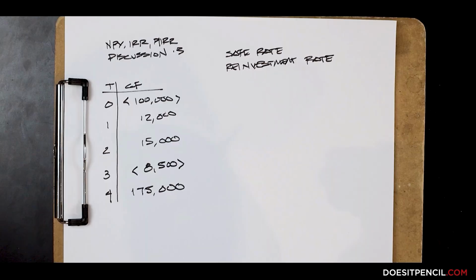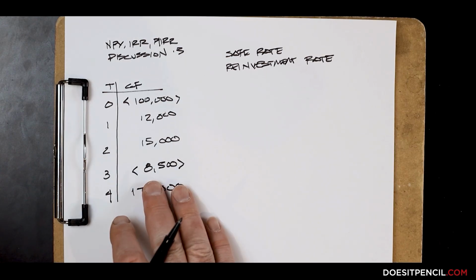So what you do with these two rates is this. If you have any negative cash flows in your T account, you discount those back to time period 0 using the safe rate, simple time value of money. Any positive cash flows you have in the middle of your T, you compound forward at the reinvestment rate, okay?